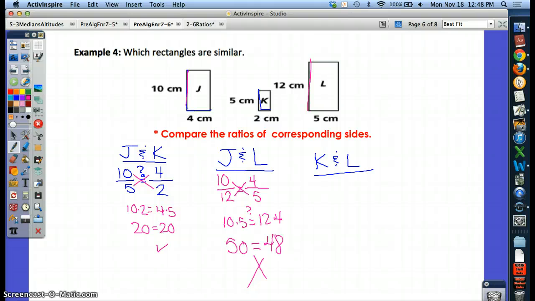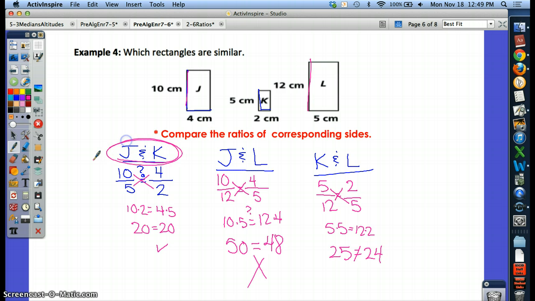Last one to try is K and L. So try this one. 5 would correspond to 12, the height to height and the width to width. So 2 would correspond to 5. Both the tops came from K, both the bottoms came from L. Let's cross multiply and check. These are not equal. We have 25 equal to 24, and that doesn't make sense. So the only rectangles that are similar are J and K.